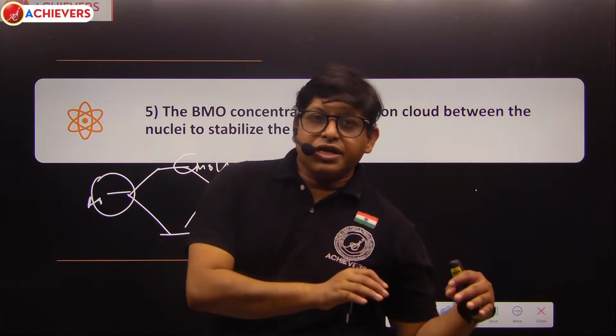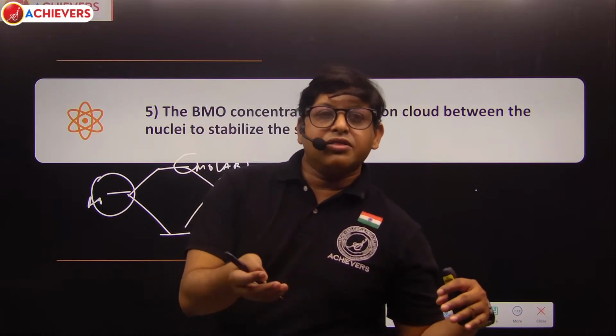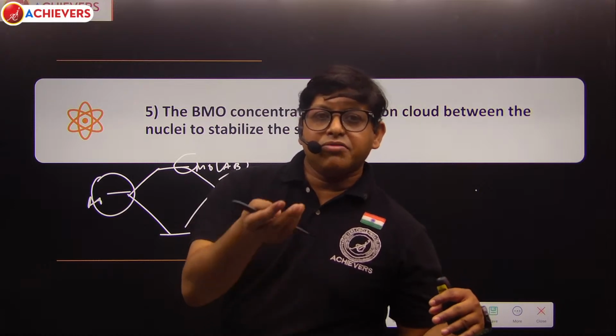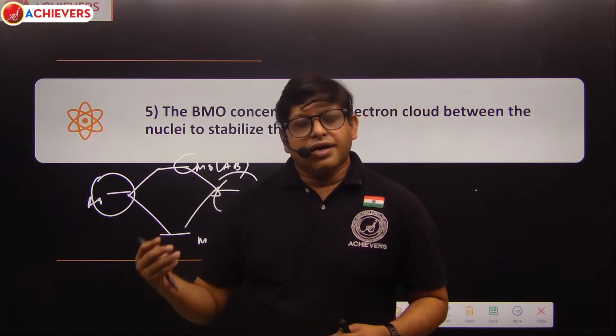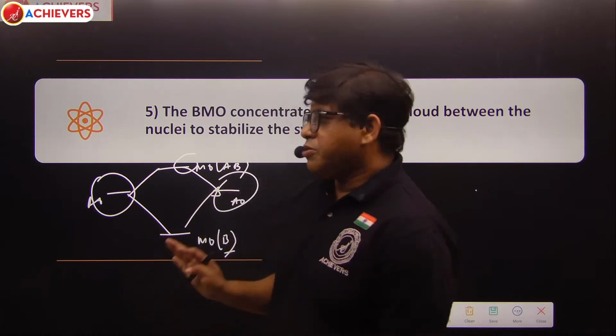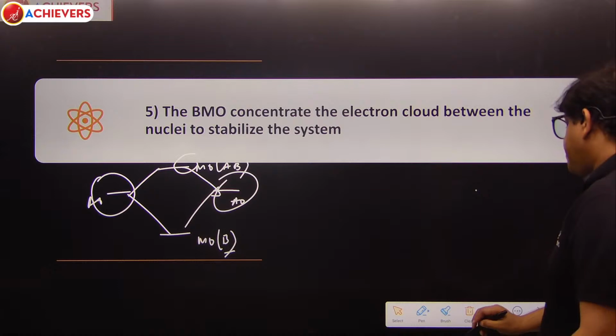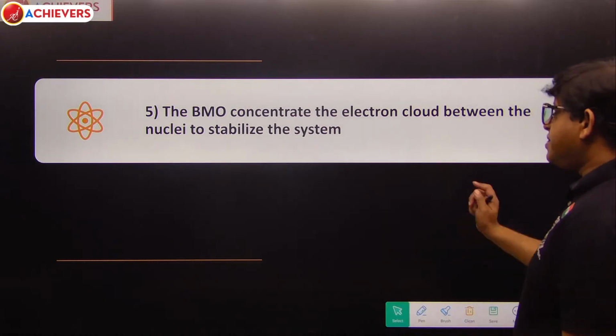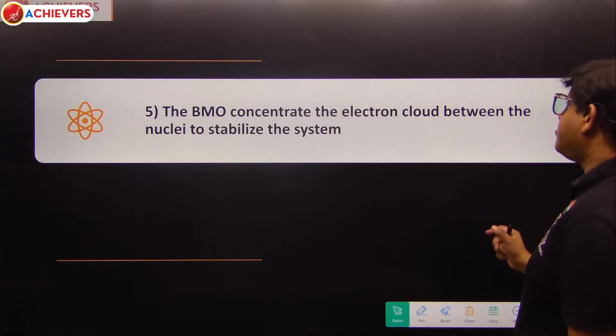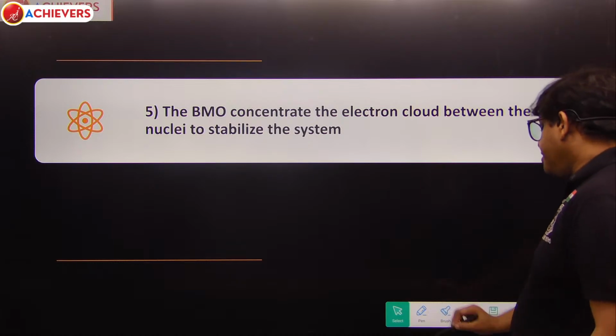So why is the bonding molecular orbital stabilized as compared to the interacting atomic orbitals, and why is the ABMO unstable as compared to the interacting atomic orbitals? That is the question, so we are focusing on this answer. The BMO concentrates the electron cloud between the nuclei to stabilize the situation.